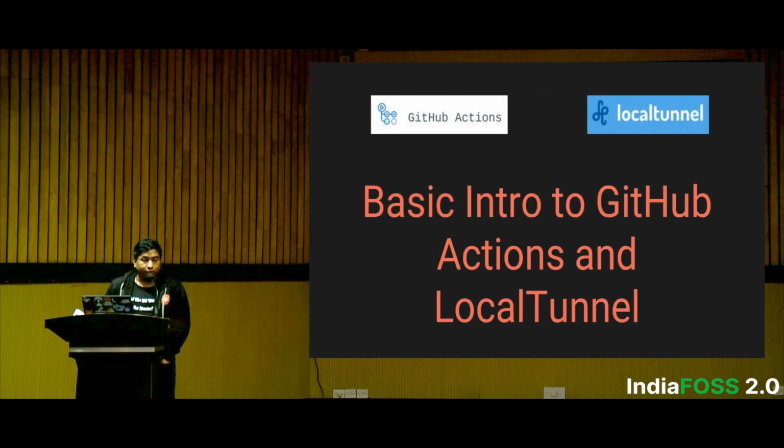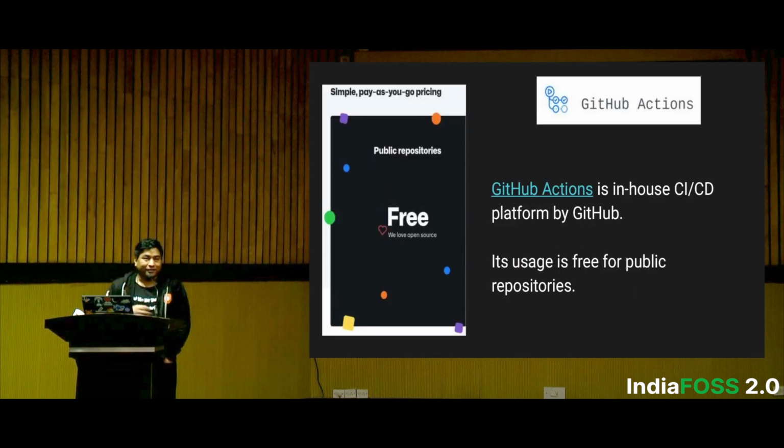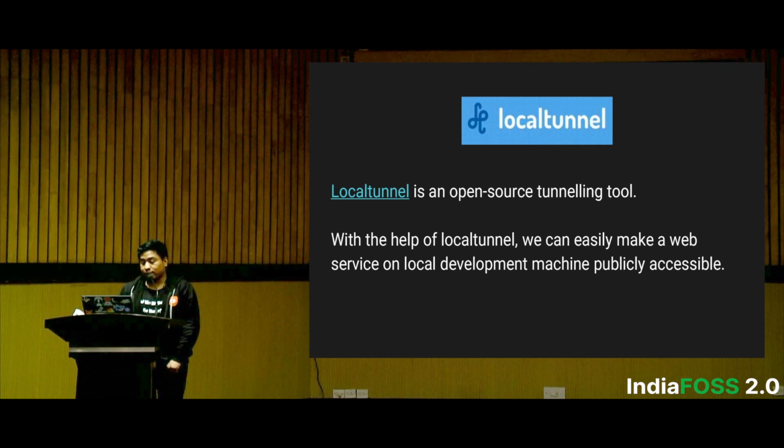So a little bit of basic intro regarding GitHub Actions and LocalTunnel. I suppose all of you must be familiar with GitHub Actions, which is the in-house CI/CD platform by GitHub, and its usage is free for all public repositories. And LocalTunnel is an open source tunneling tool using which we can easily make a web app service on a local development machine publicly available.